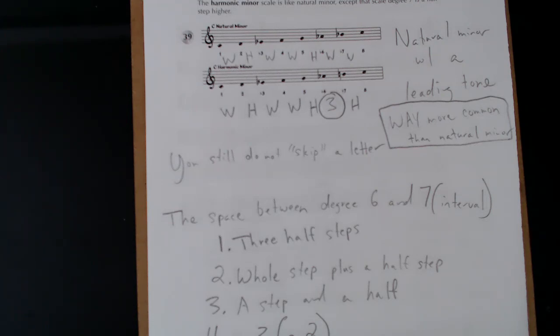So there's the construction. One last thing I'm going to say about this is you still don't have to skip a letter, okay? In your example there: C, D, E flat, F, G, A flat, B natural, C. So you understand that you still have an A and you still have a B. You're not going to skip any letters. It's going to be A something and B something. So when you're first writing this out, you write C, D, E, F, G, A, B, C.